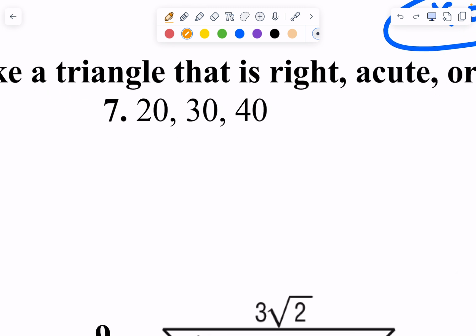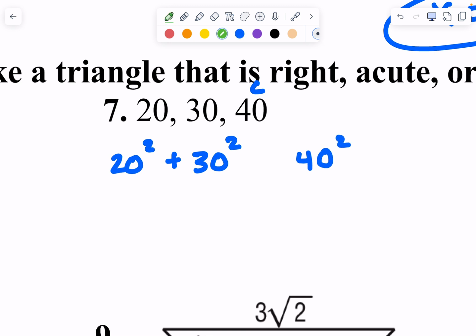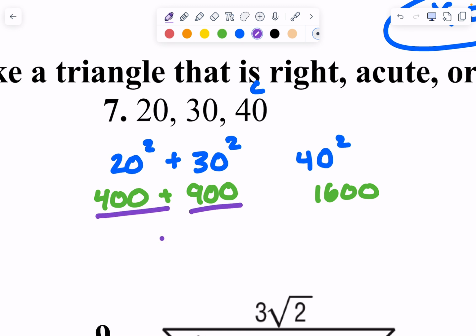Okay, so which side is side C in this case? 40. This has to be C, so I'm going to set this up. A squared, 20 squared, plus 30 squared, and 40 squared, okay? 20 squared is 400, 30 squared is 900, 40 squared is 1600, right? Okay, are you ready? Not equal. 400 plus 900 is 1300, okay? 1600. Hold on, listen to this. This is the important part.